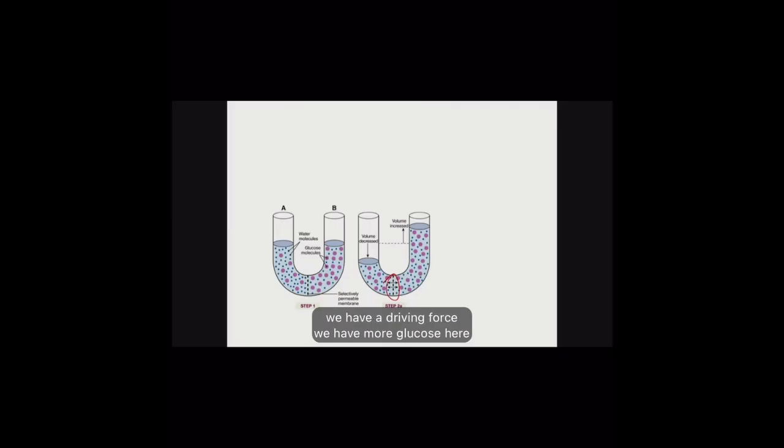Even though we have a driving force, we have more glucose here and less glucose here. We have a concentration gradient, right? Glucose would want to move to A, but it can't because there's no pathway. Remember, we always need a driving force and a pathway. But water can. And remember, if we have less glucose here, we have more water. And if we have more glucose here, we have less water, okay?